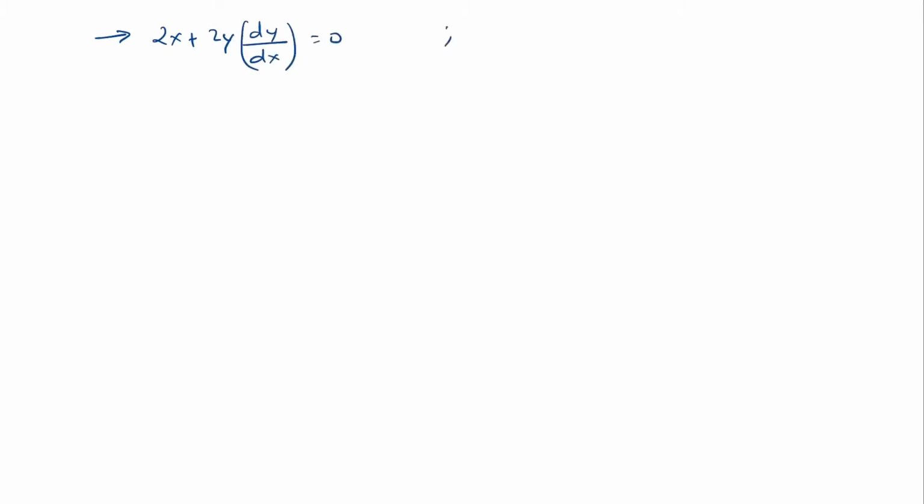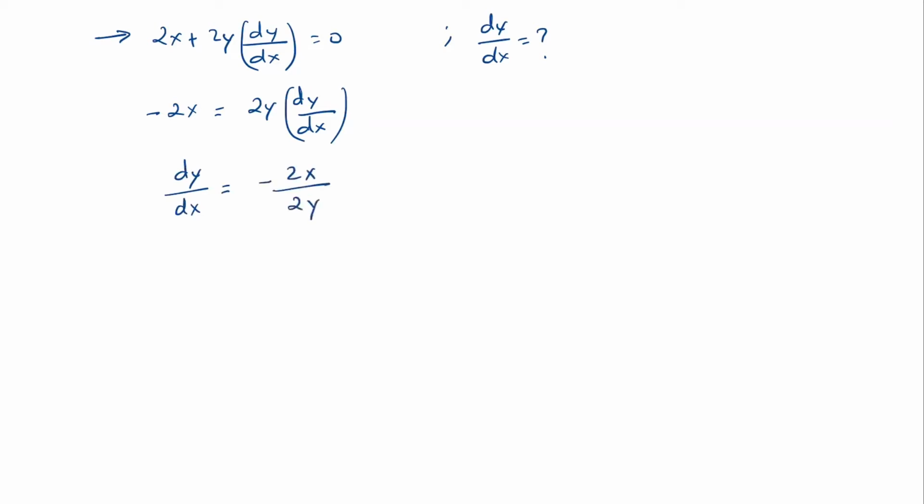How do you find dy over dx? Well, this is simple algebra. What we can do is say negative 2x equals 2y dy over dx, correct? Then dy over dx equals negative 2x over 2y, which is equal to negative x over y, right? So the final answer is dy over dx equals negative x over y.